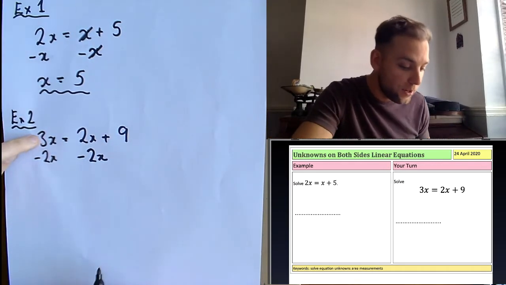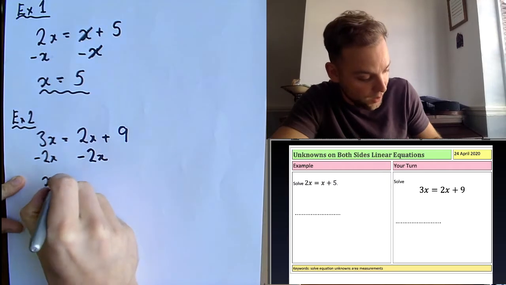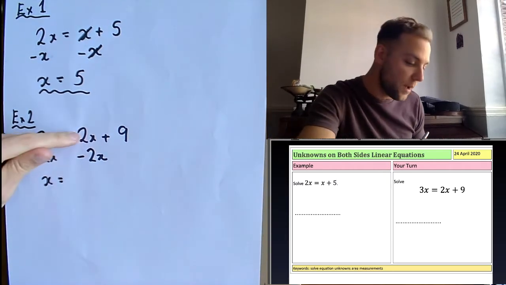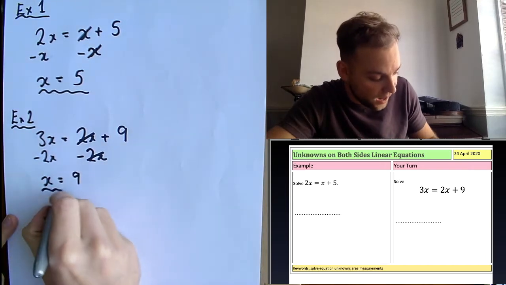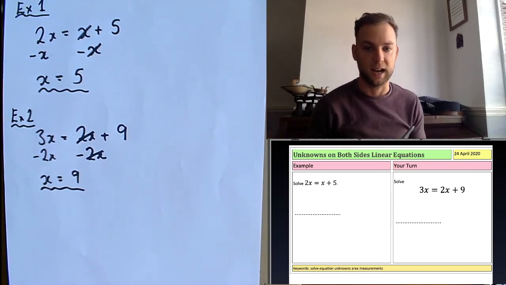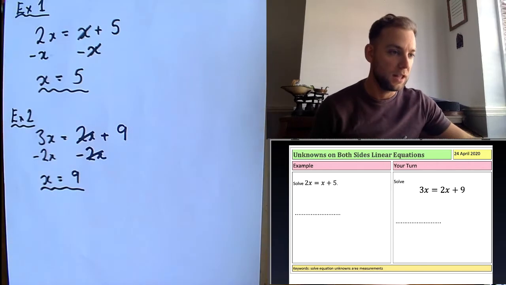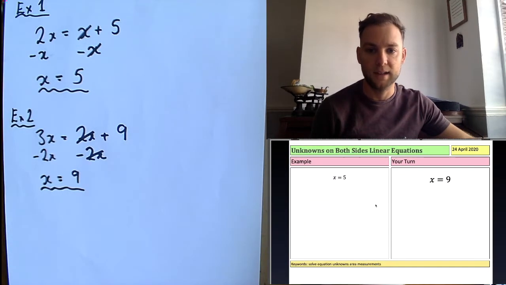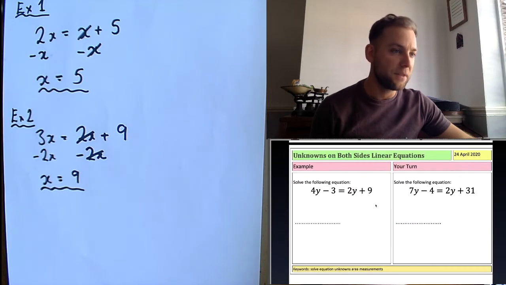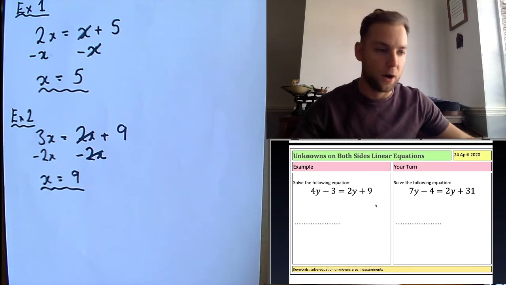So if I do 3x minus 2x, that's just equal to x, that's nice. And 2x take away 2x is just going to be equal to nothing, so I end up with my final answer, which is x is equal to 9. Brilliant. So let's just check those answers. Super. Perfect. So let's step this up a little bit now. Let's have a go at our next one.